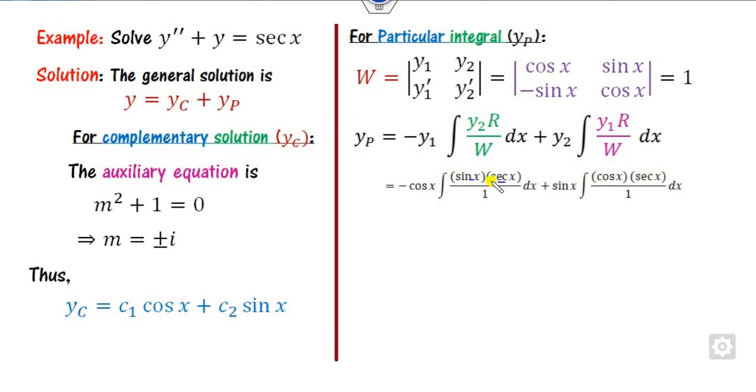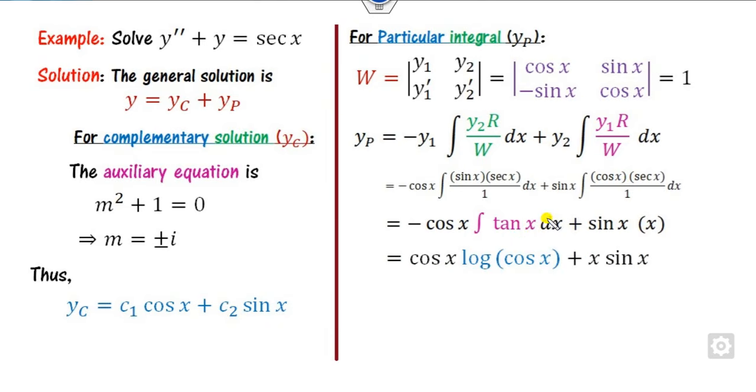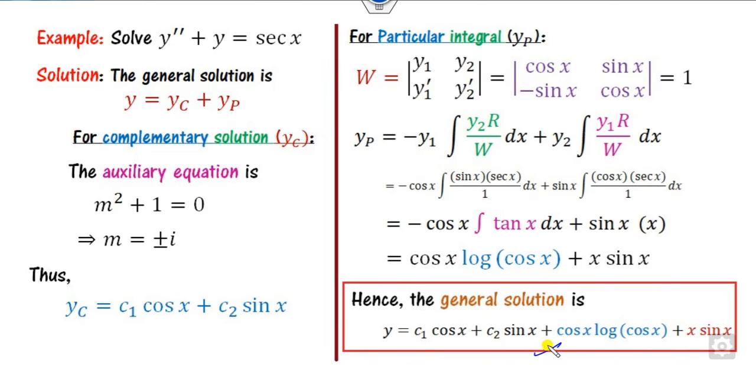That is the integration of tan x. All of you know the integration of tan x is nothing but minus log of cos x. And the other term is integration of 1, which is x. So this is nothing but my yp. Therefore you can substitute the values here. This is the yc and this is my yp, and you will get the general solution here.